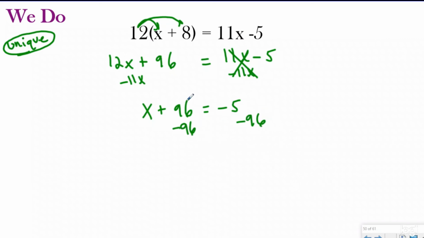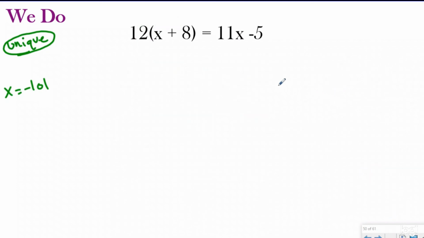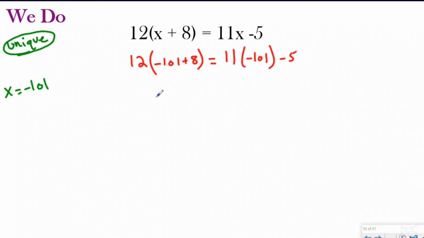And when I do that to one side, I make a 0, and I think x is going to equal negative 101. So I'm going to go ahead and write that over here because I still want to do my check, and I don't really have a lot of room right here. So there's what I think x is. Let me get my eraser and erase this, and voila. And so here I have 12 groups of negative 101 plus 8, which is going to equal 11 groups of negative 101 minus 5. When I combine my parentheses first, I'm going to get negative 93, okay?